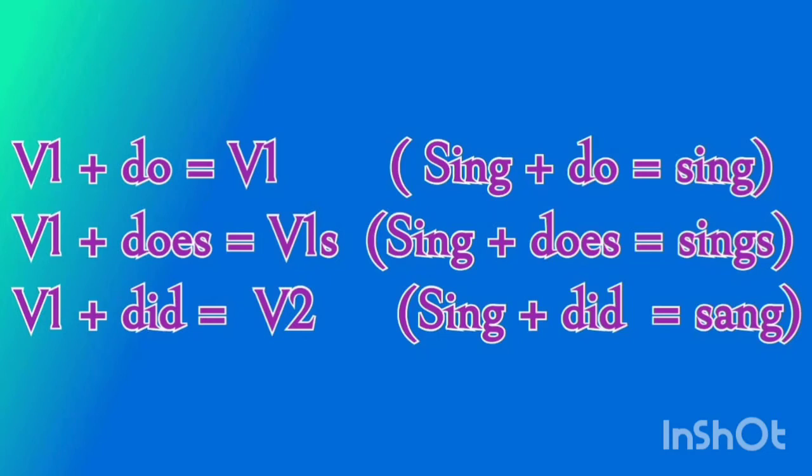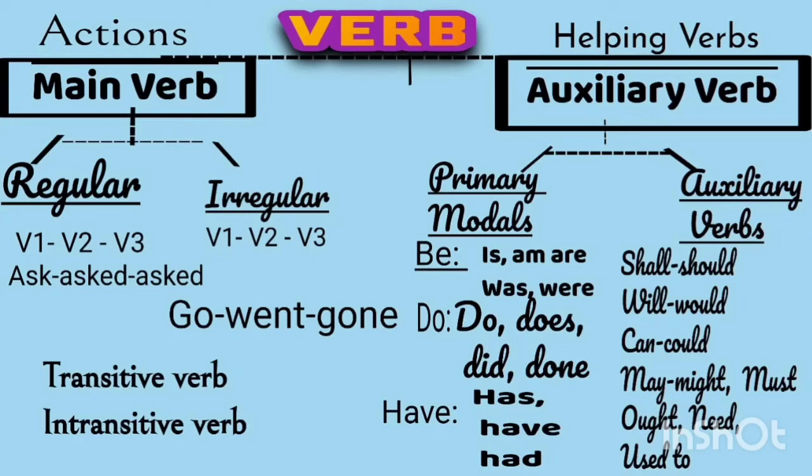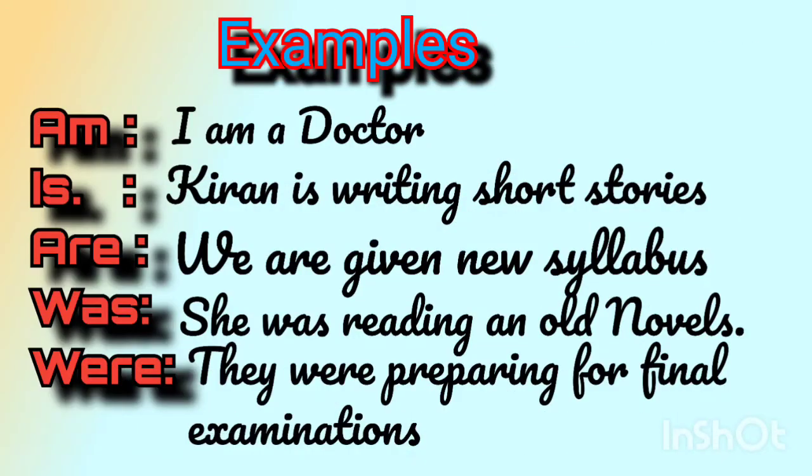Coming to have forms, belongings: have, has, had are possession words, like I have, she has, they had. Now we will see examples of each modal verb, with primary modals as well as auxiliary modals. Look at an example. I am a doctor. Kiran is writing short stories. We are given a new syllabus. She was reading old novels. They are preparing for final examinations.